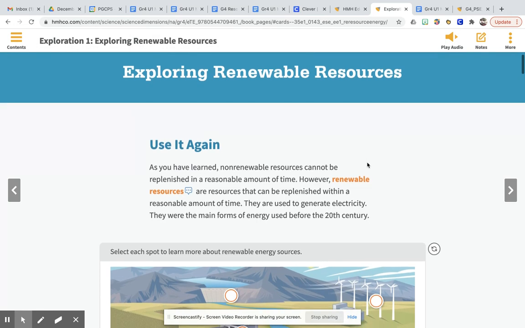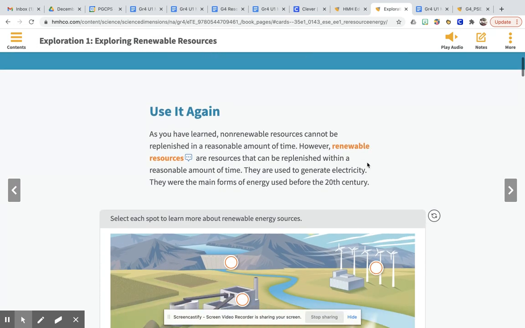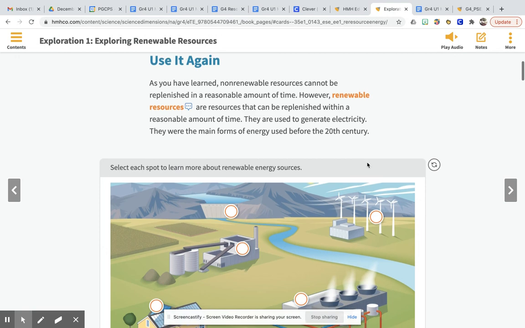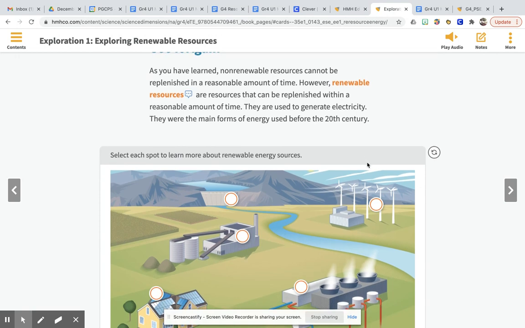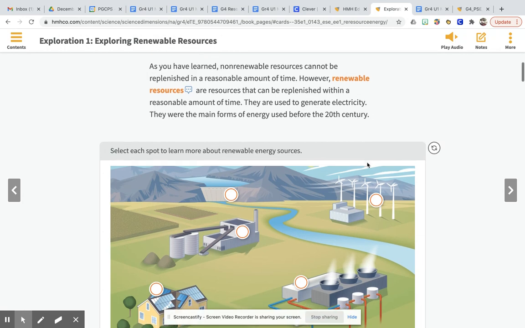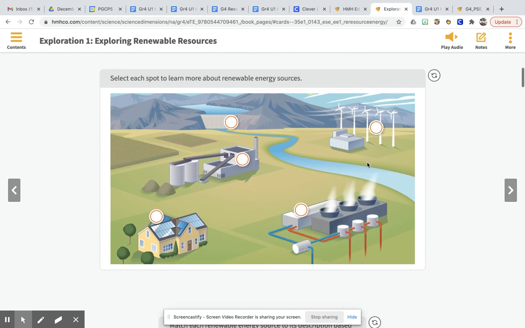So exploration 1, exploring renewable resources. It says use it again. As you've learned, non-renewable resources cannot be replenished in a reasonable amount of time. However, renewable resources are resources that can be replenished within a reasonable amount of time. They are used to generate electricity. They were the main form of energy used before the 20th century.